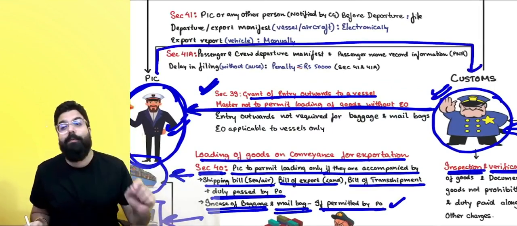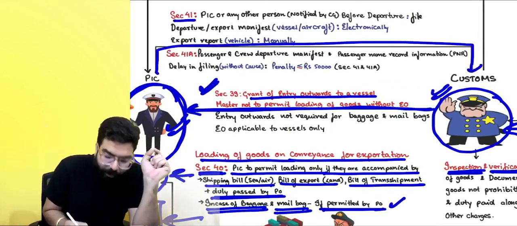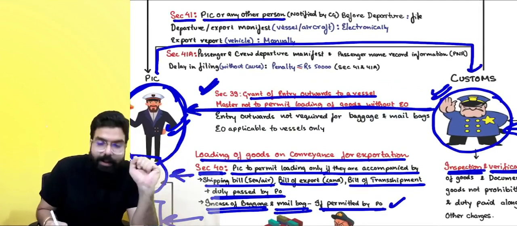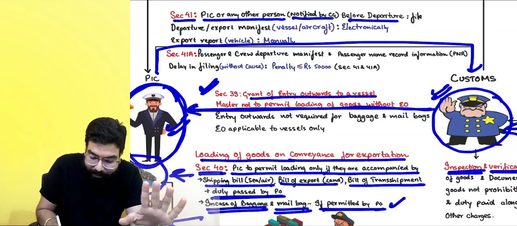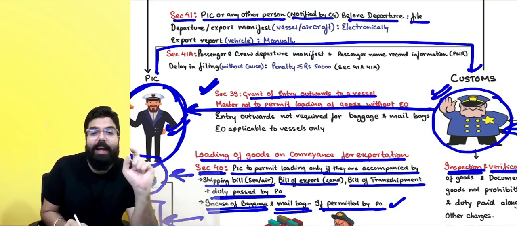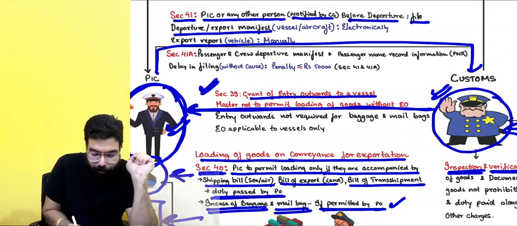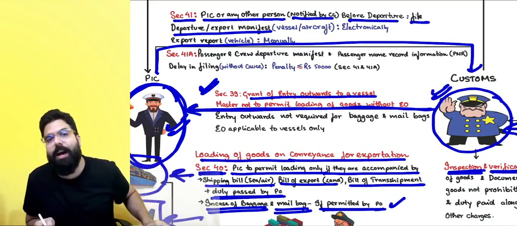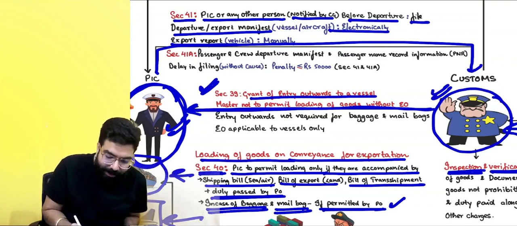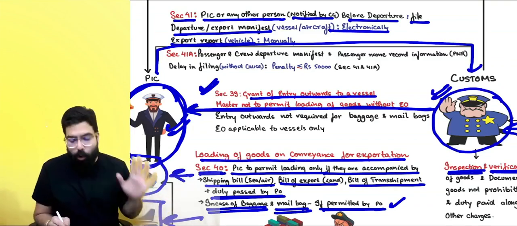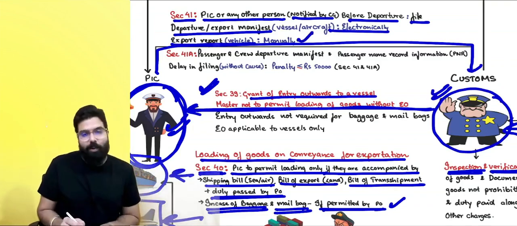So section number 41, person in charge or any other person who is being notified by the central government, before departure has to file a departure or an export manifest. In case of vessel or aircraft, it is to be filed electronically, and in case of vehicle, it is known as an export report, which is to be filed manually.